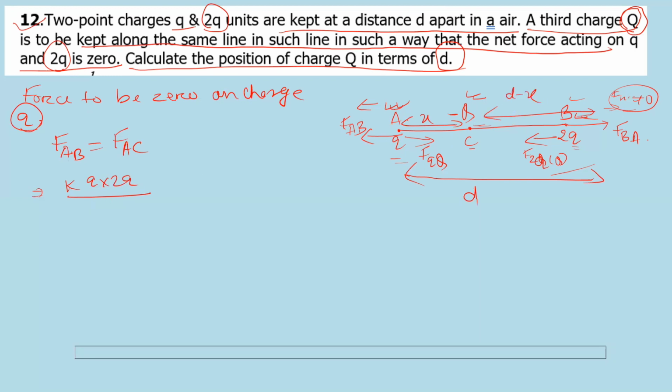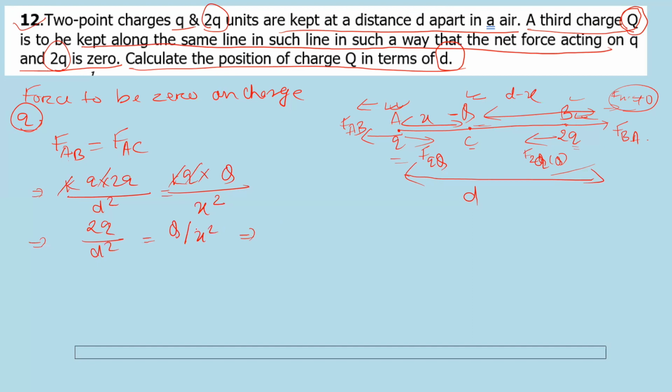Clear? So, the distance between A and B is D square. And here A and C, so K into Q, because C is Q, you need only the magnitude, not the sign. And between A and C, the distance is X square. So you can see this K and Q will get cancelled. And you can write from this equation 2Q by D square is equal to Q by X square.